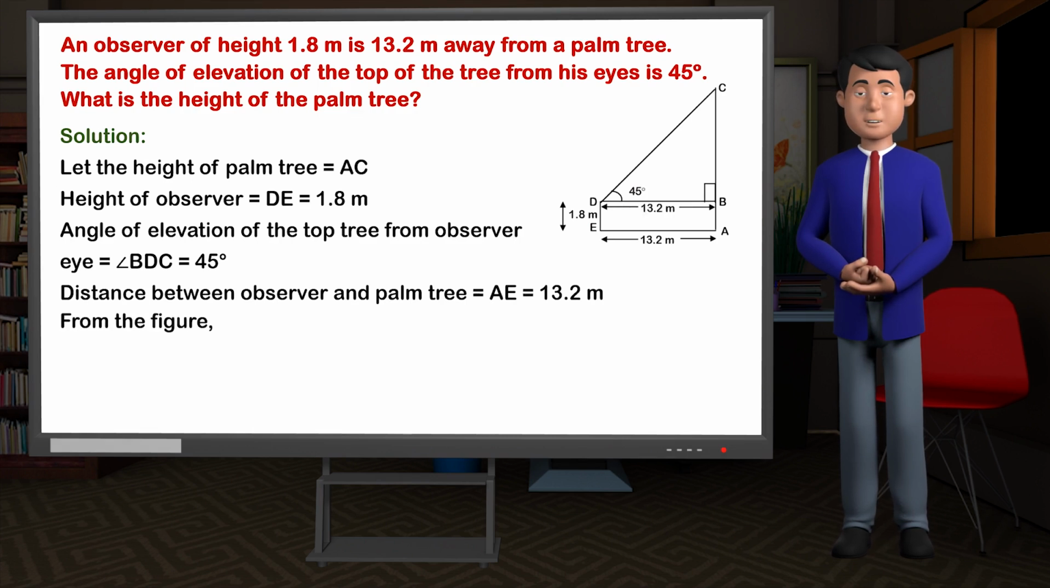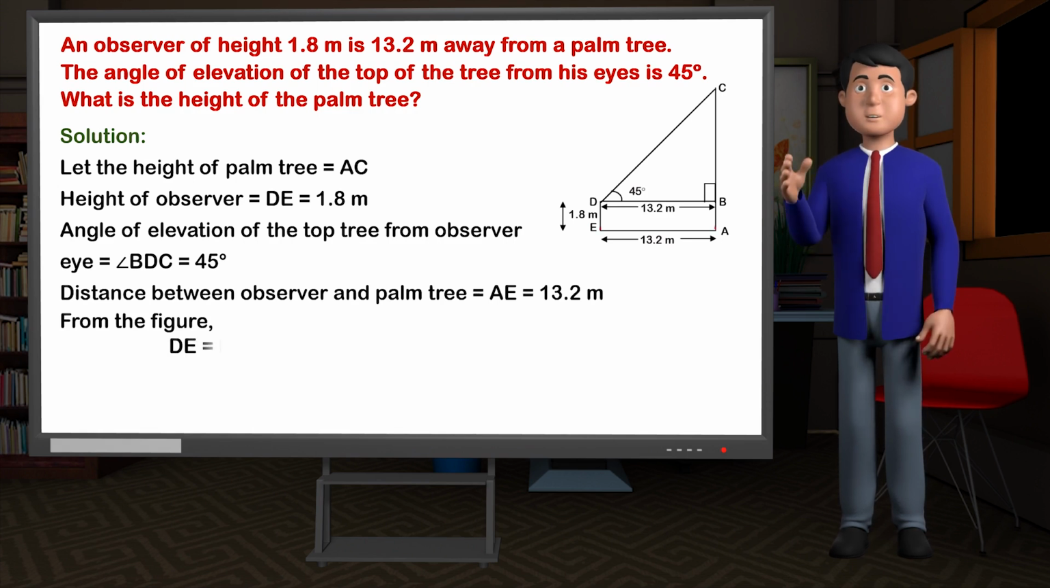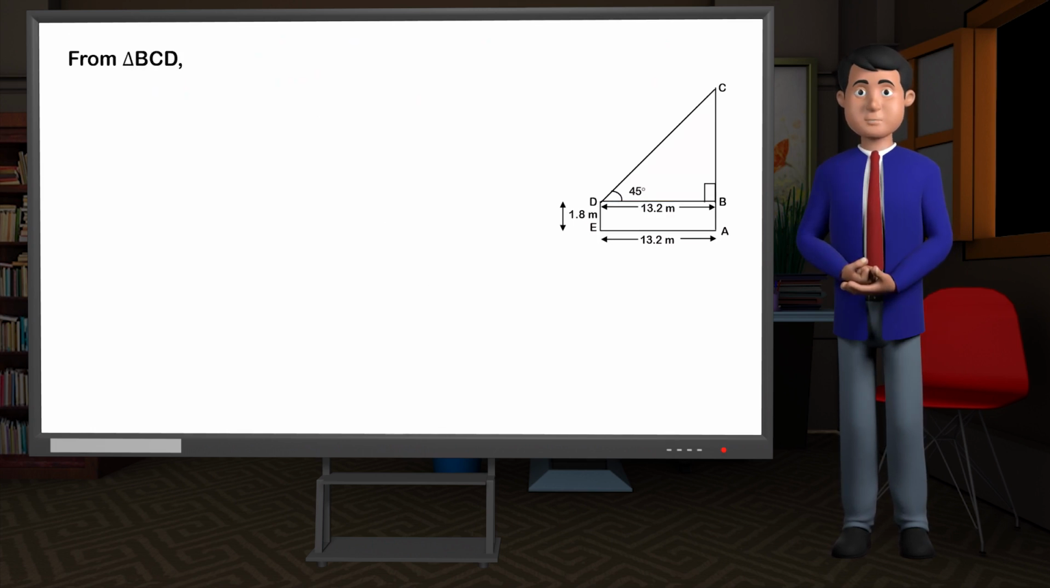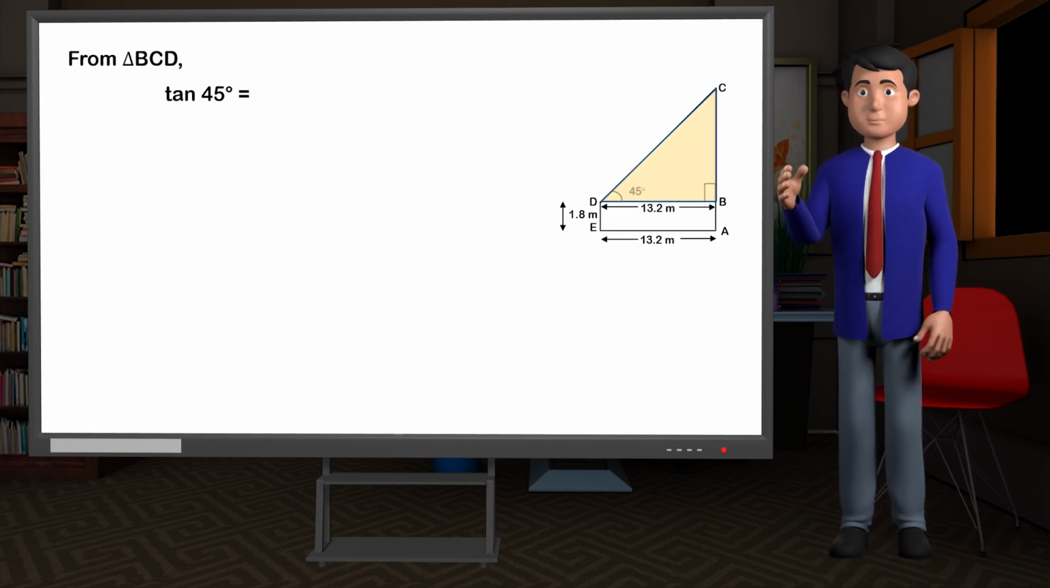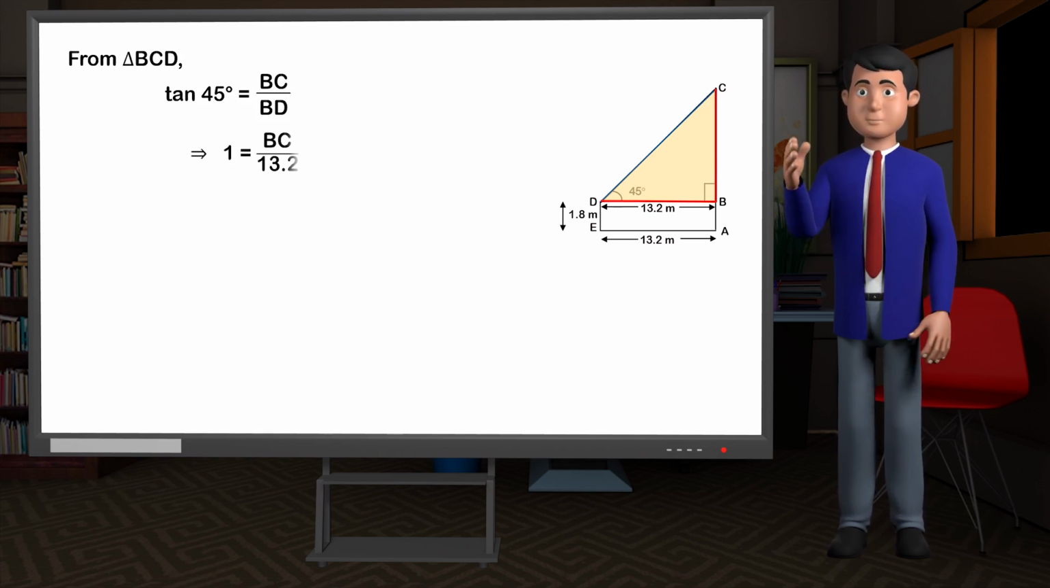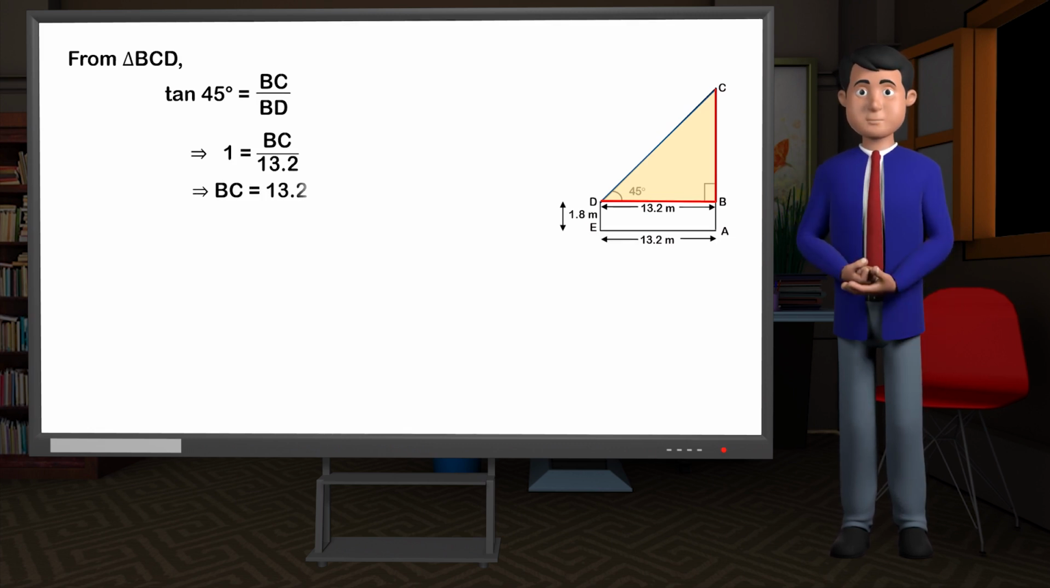From the figure, DE is equal to BA is equal to 1.8 meters. BD is equal to AE is equal to 13.2 meters. From triangle BCD, tan 45 degrees is equal to BC by BD, which implies 1 is equal to BC by 13.2, which implies BC is equal to 13.2.